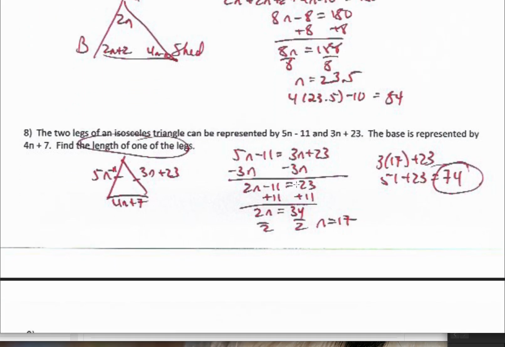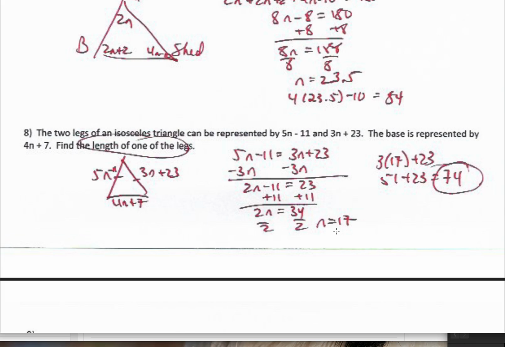And number 8, the two legs of an isosceles triangle are 5n minus 11 and 3n plus 23. The base is 4n plus 7. It says find the length of one of the legs. Well, the legs are equal. So that means that 5n minus 11 has to equal 3n plus 23. Opposite operation here: subtracting the 3n's, adding the 11, dividing by 2, n is 17.